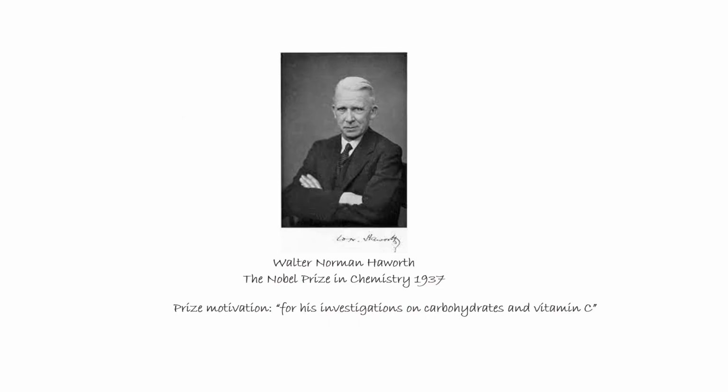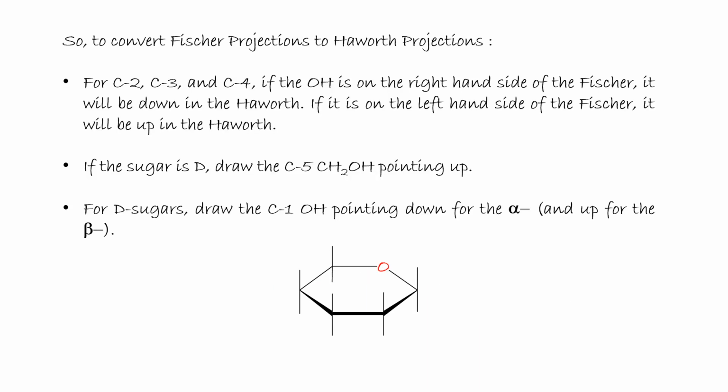For his work on carbohydrates and vitamin C, Walter Norman Haworth obtained the Nobel Prize in Chemistry in 1937. To convert Fischer projections to Haworth projections, here are the tricks. For C2, C3, C4, if the OH is on the right-hand side of the Fischer projection, it is down in Haworth. If it is on the left-hand side of the Fischer, it is up in Haworth. If the sugar is D, draw the CH2OH on C5 up.